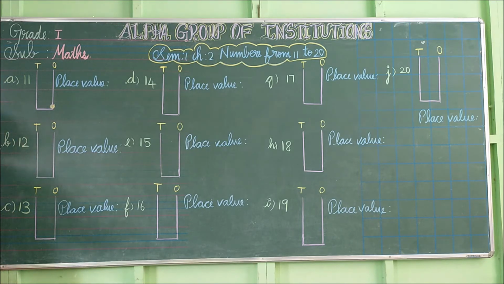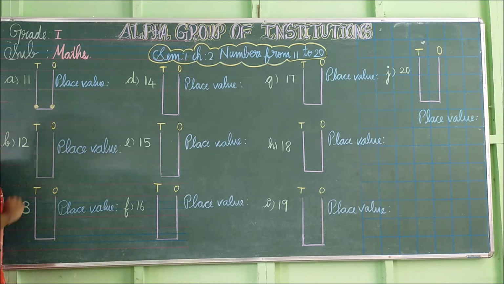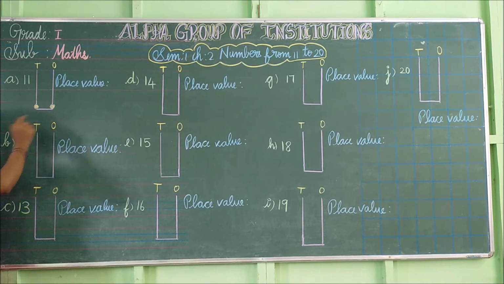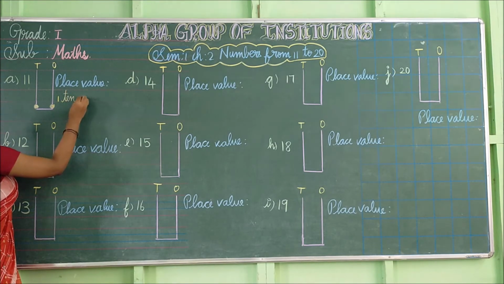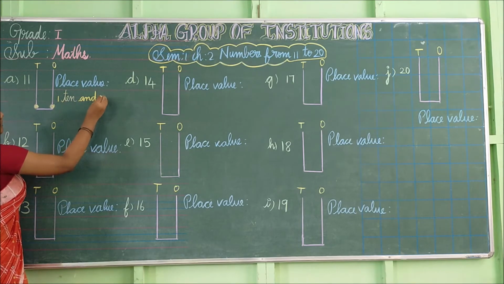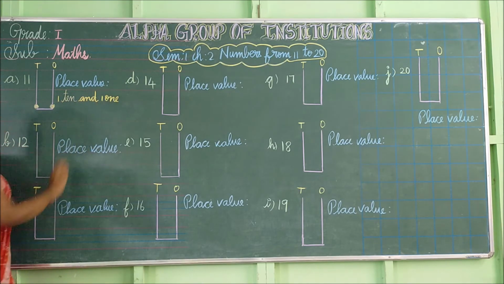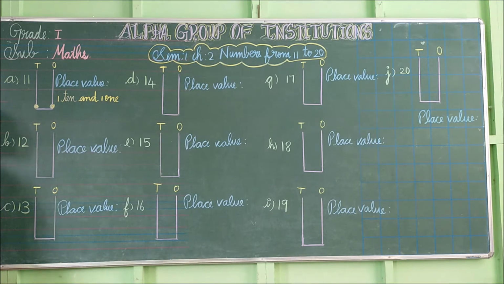And in tens place, what number do we have? We have 1. So again I am going to draw 1 bead in tens place. So in ones place I have drawn 1 bead, and in tens place I have drawn 1 bead, because we have 1 in ones place and also 1 in tens place. Now the place value. See here, we have 1 ten and 1 one. So 1 ten and 1 one.